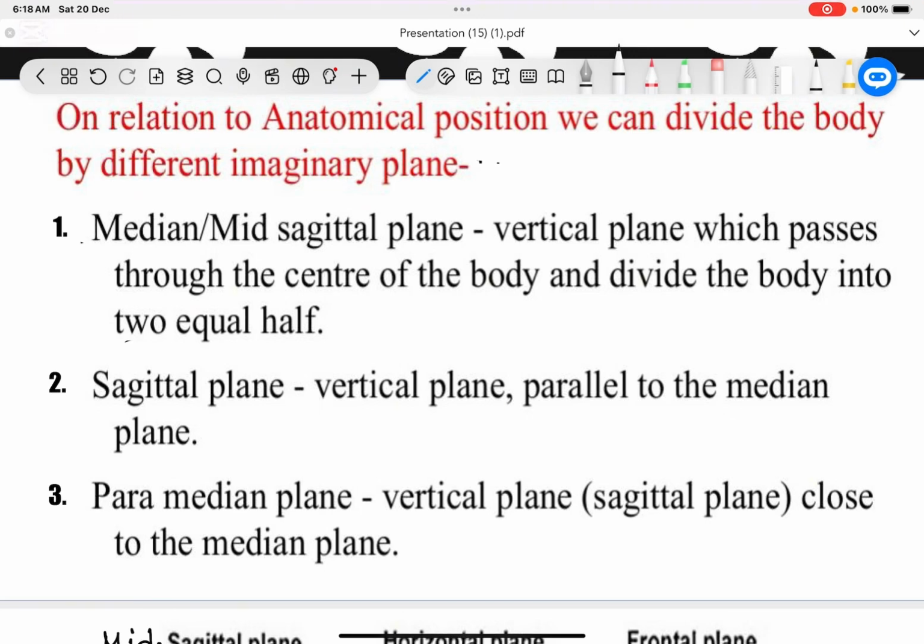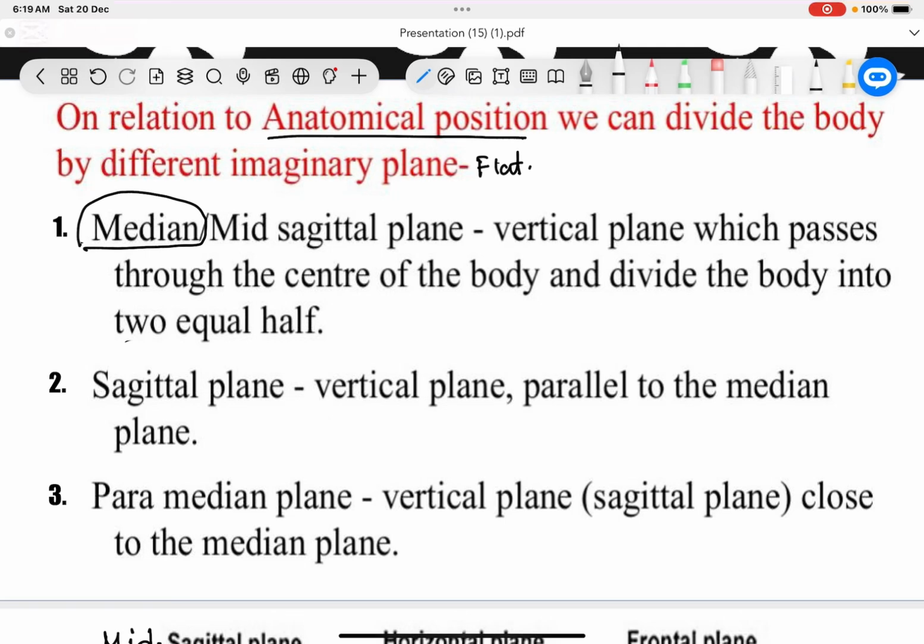We already know what is anatomical position. In relation to the anatomical position, we can divide the body by different imaginary flat planes. So a plane is a flat surface. Let's start. Number one, median or mid sagittal plane. We already know the meaning of median. Median means just through the middle, or we can say the center of the body part.